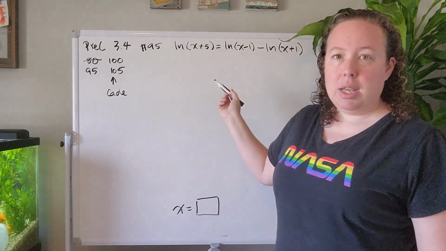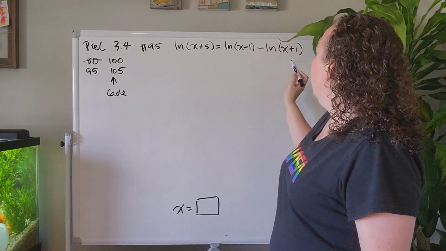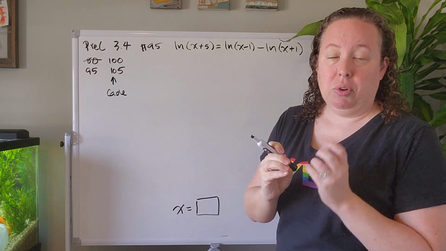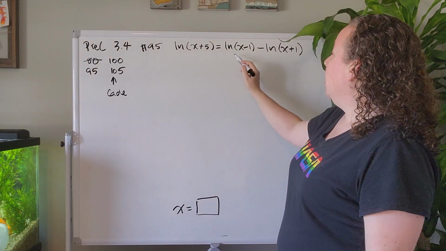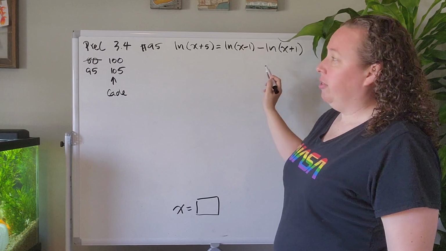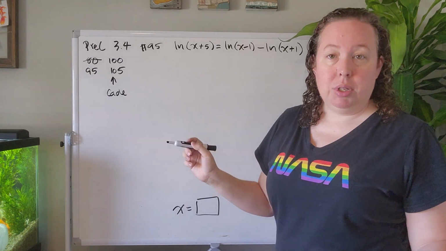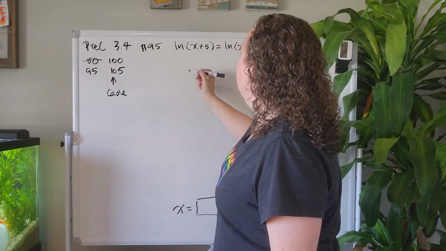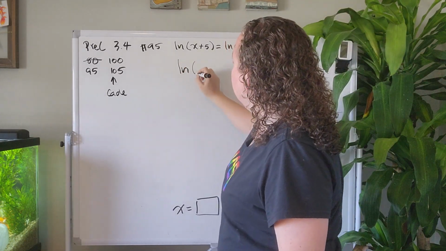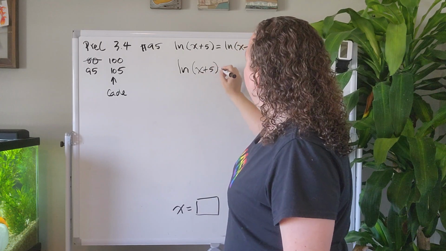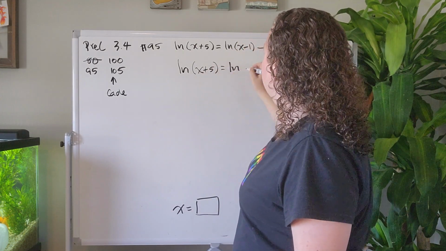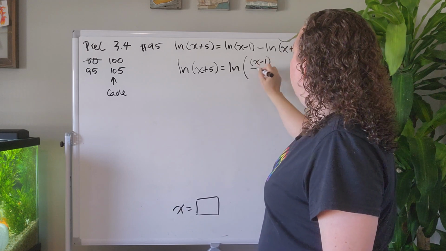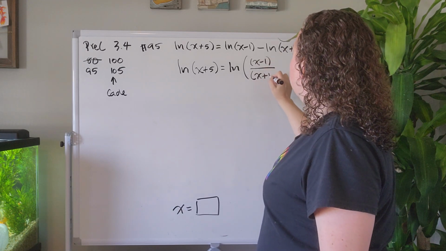So the first thing that we're going to have to do is we're going to need to start condensing the number of terms that we have. And we can see here that we've got the difference of two logs, but that we can restate as a quotient using the quotient property of logarithms. So we can restate this as the natural log of x plus 5 is equal to the natural log of x minus 1 divided by x plus 1.